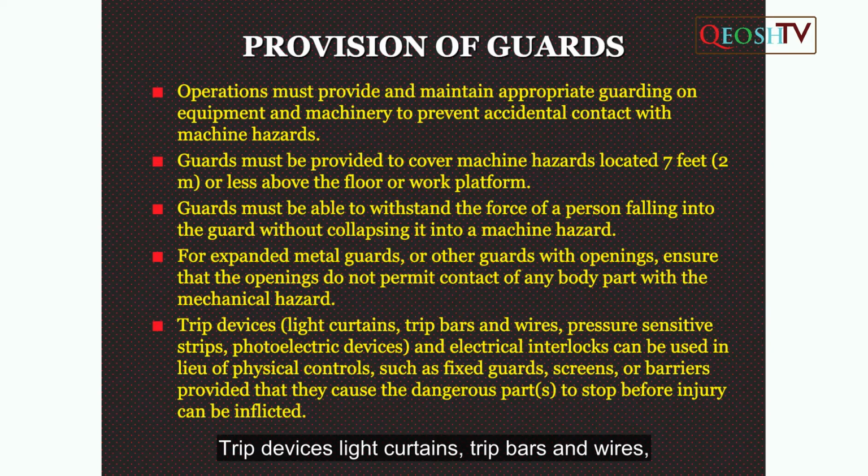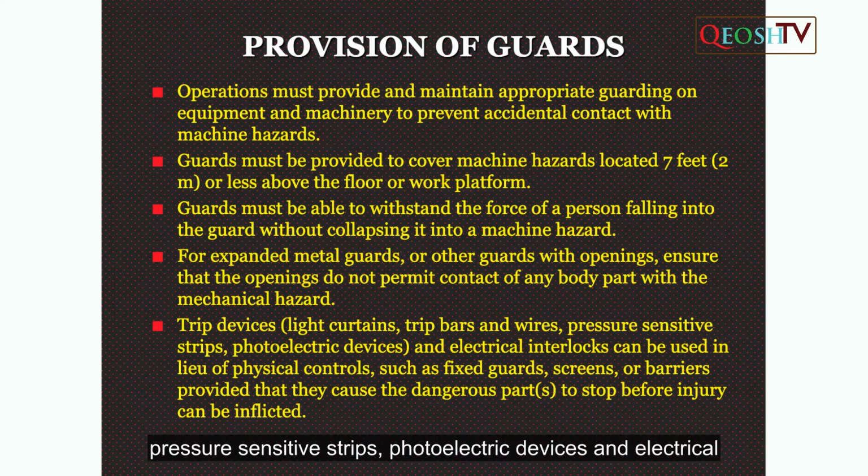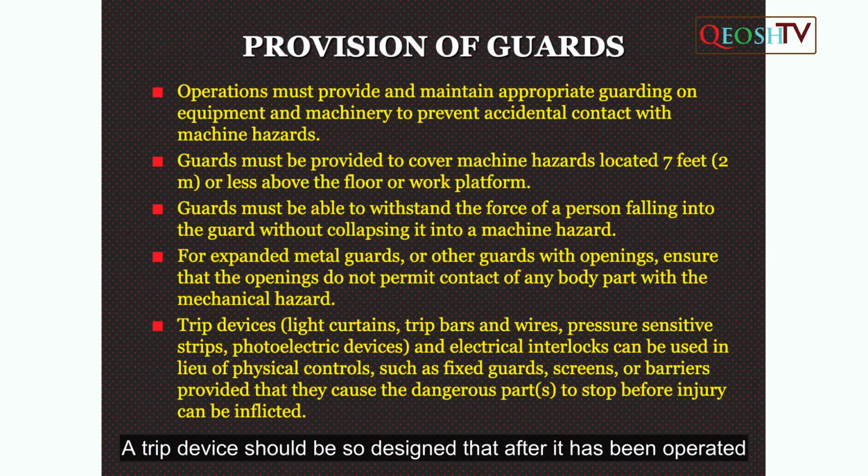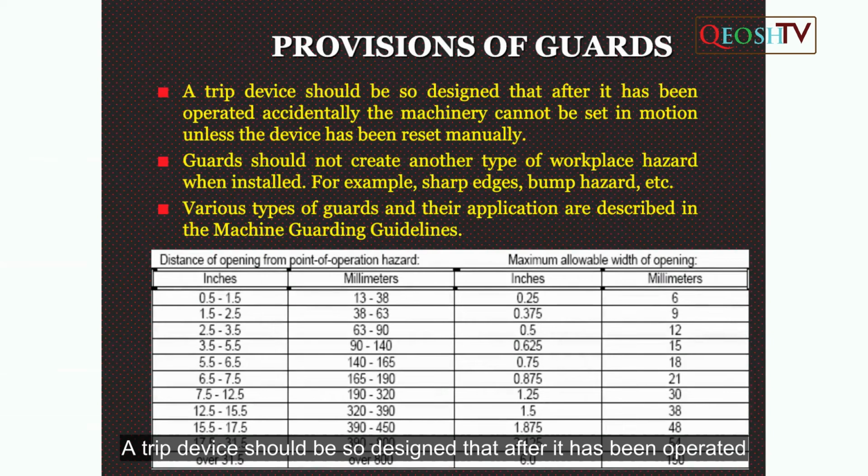Trip devices, light curtains, trip bars and wires, pressure-sensitive strips, photoelectric devices, and electrical interlocks can be used in lieu of physical controls, such as fixed guards, screens, or barriers, provided that they cause the dangerous parts to stop before injury can be inflicted. A trip device should be so designed that after it has been operated accidentally the machinery cannot be set in motion unless the device has been reset manually.